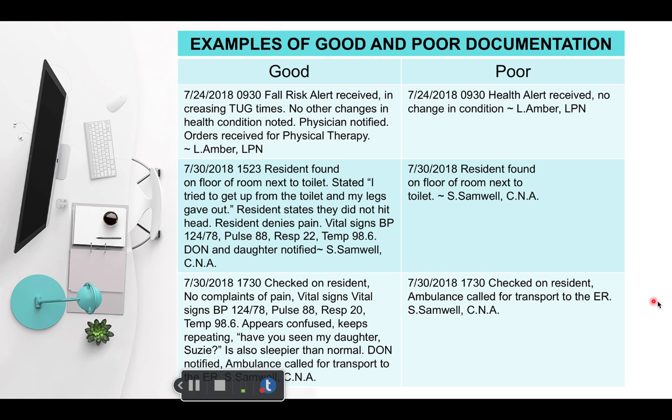So make sure that you indicate what is going on. Like this first one, instead of saying the alert was received and no change is noted, you might be a little more specific: a fall risk alert was received, there was increasing TUG times, no other changes in condition were noted, physician was notified, and orders were later received. So just review that. The more detail you can give us, the more successful our grant can be, and we can really improve the system overall.